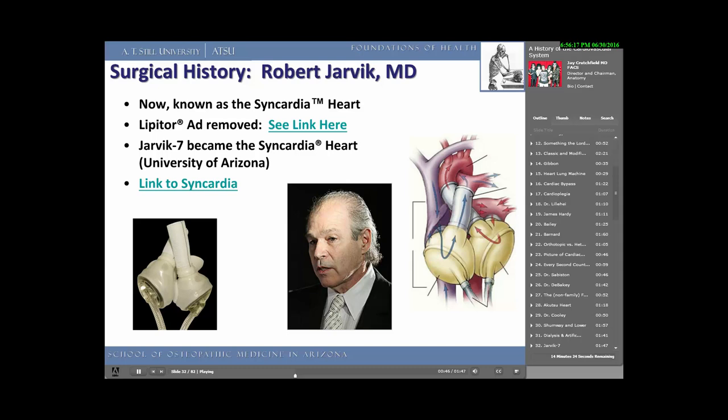However, for a period of time, the heart was pulled from the market, and then years later, after a series of events here in the Phoenix and Tucson areas occurred, artificial hearts again got reintroduced. Dr. Robert Jarvik now markets his heart under the Jarvik name, and at the University of Arizona, Dr. Jack Copeland took the Jarvik heart, made some changes, and now markets it under the Syncardia name.